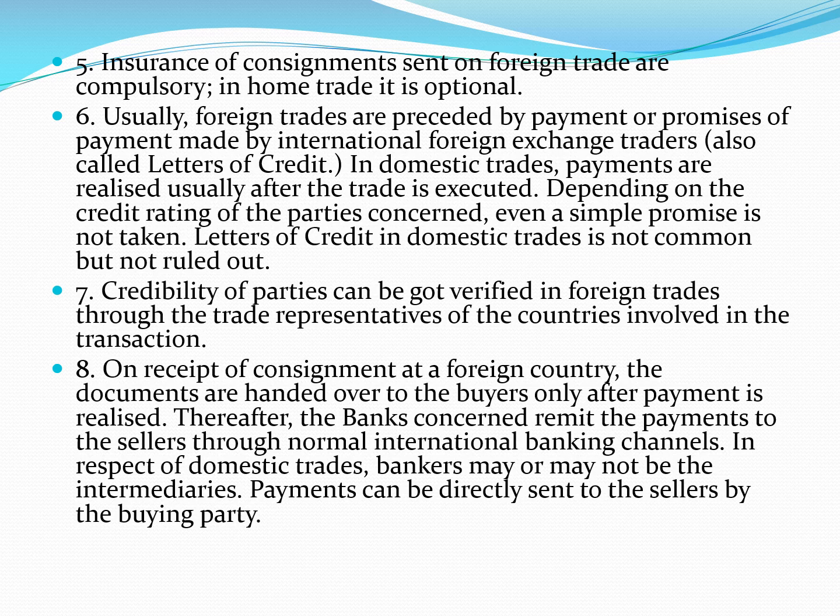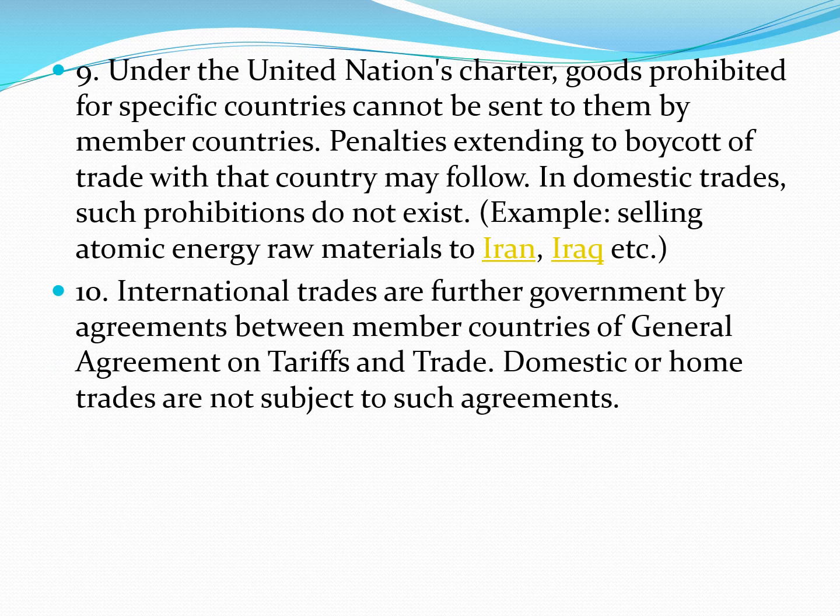Under the United Nations Charter, charter meaning principle, goods prohibited for specific countries cannot be sent to them by member countries. Some goods even in India, like opium, are prohibited. Opium, you know, if you consume opium, it is a drug. So consumption of opium is restricted or not allowed.